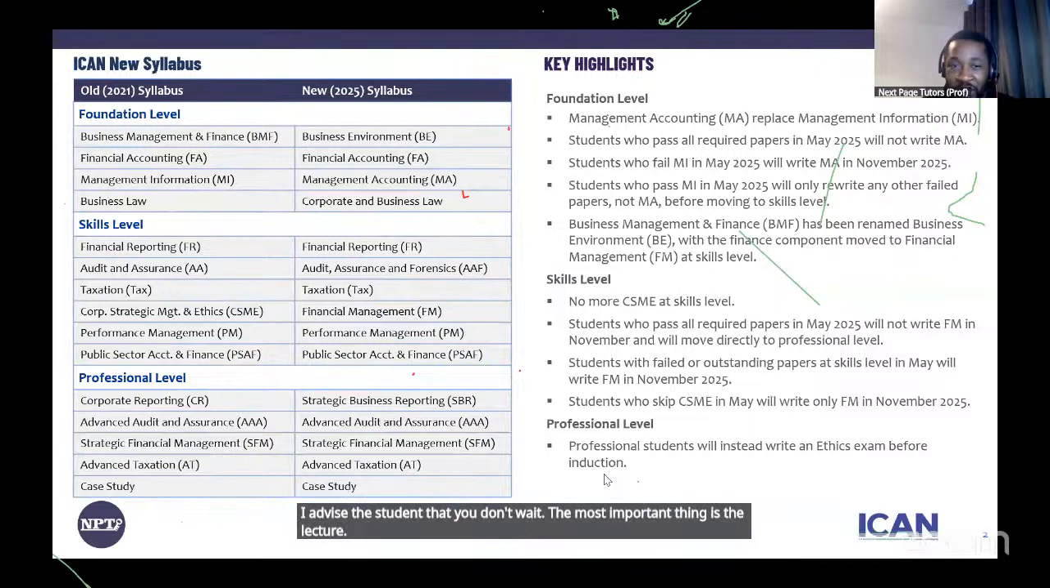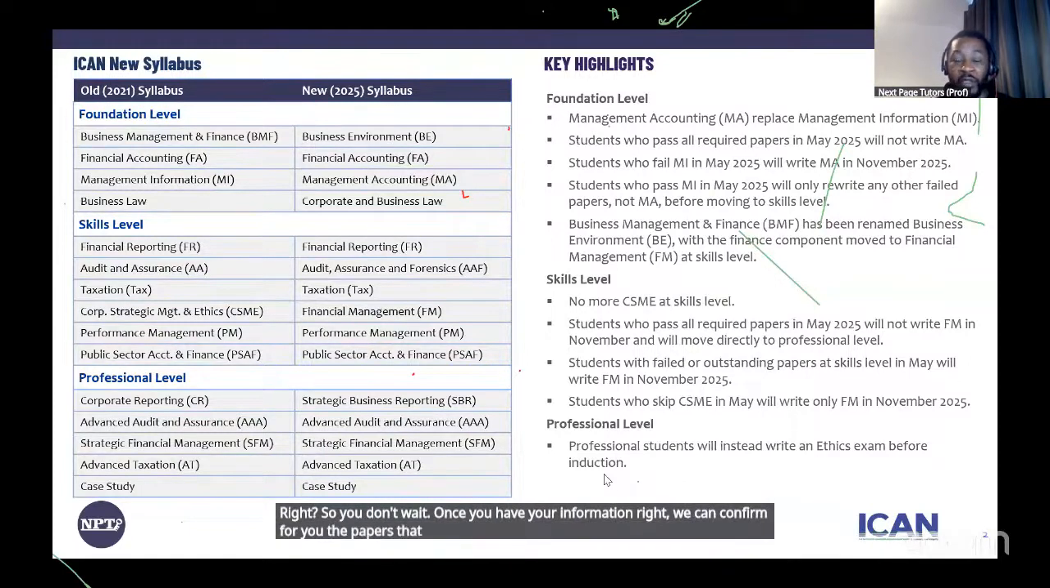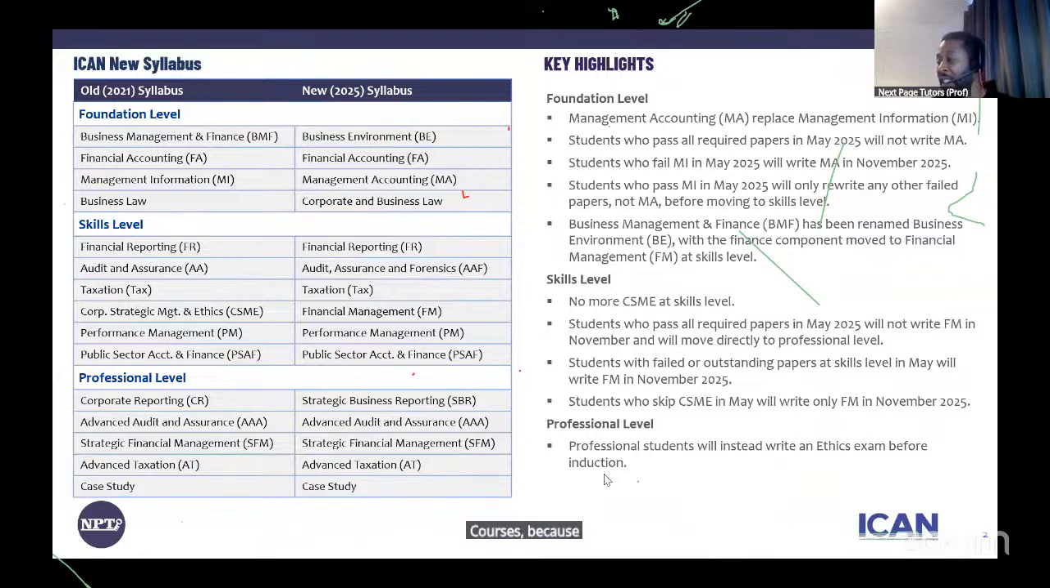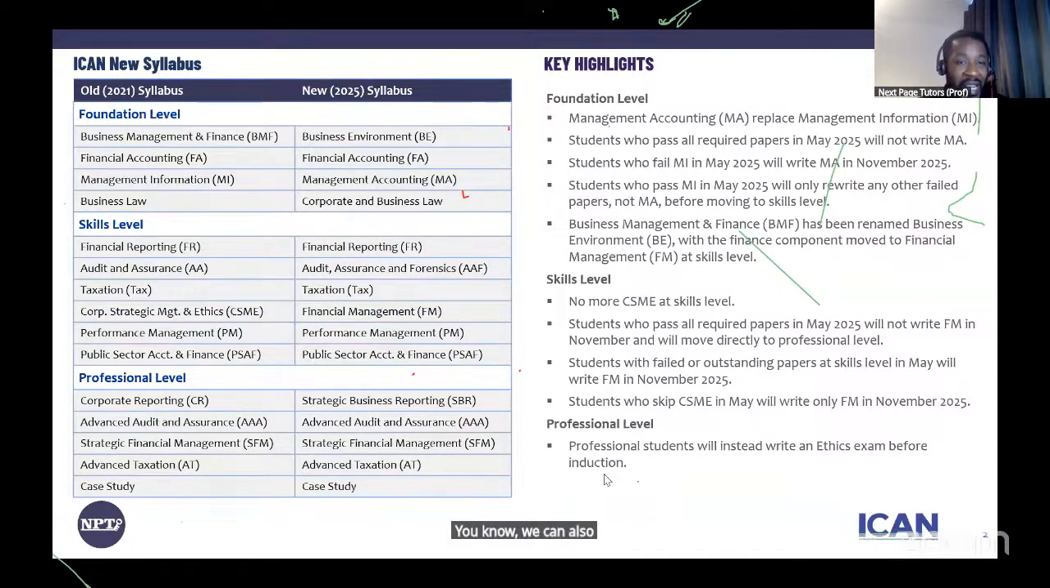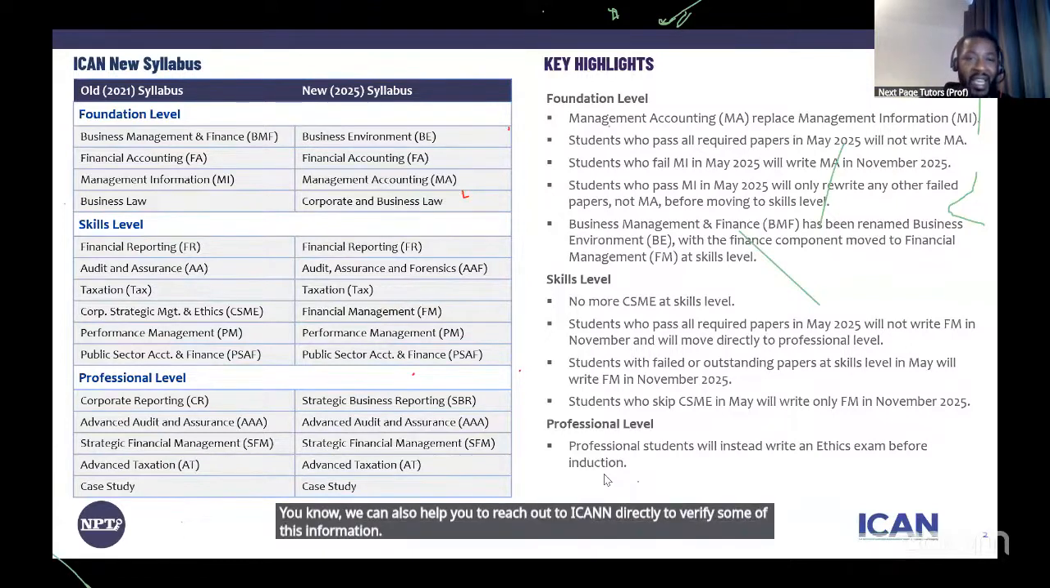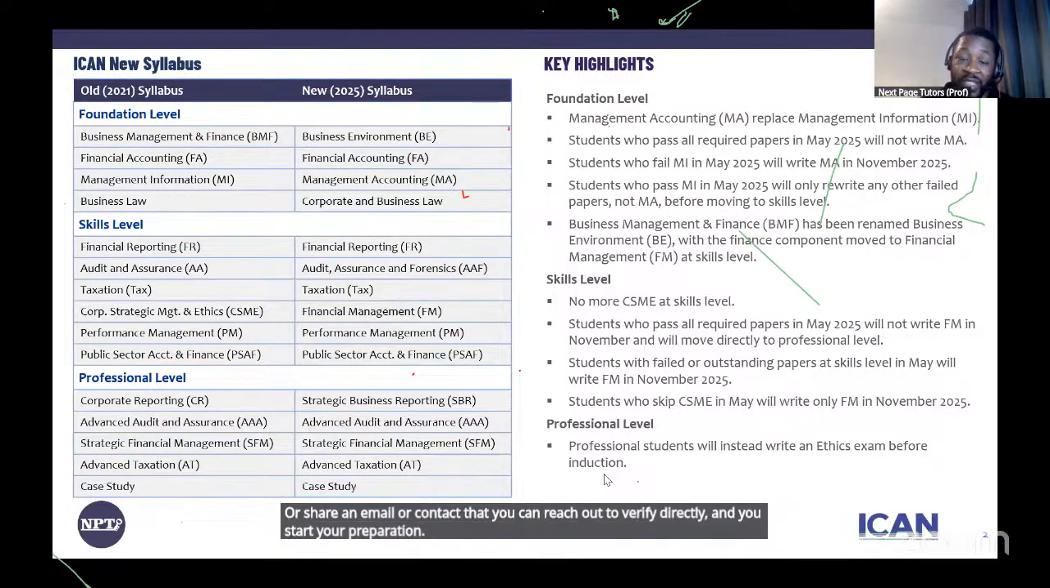So you need to start the lecture as soon as possible, right? So you don't wait. Once you have your information right, we can confirm for you the papers that you'll be writing, and you're good. And even if it is some special courses, because people who study abroad or you're doubting if your course or school is accredited, we can also help you to reach out to ICAN directly to verify some of this information or share an email or contact that you can reach out to verify directly, and you start your preparation.